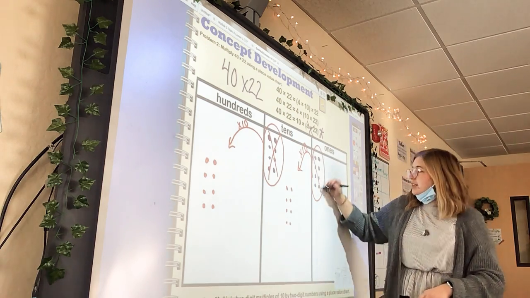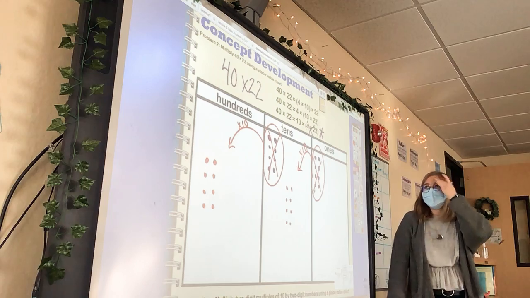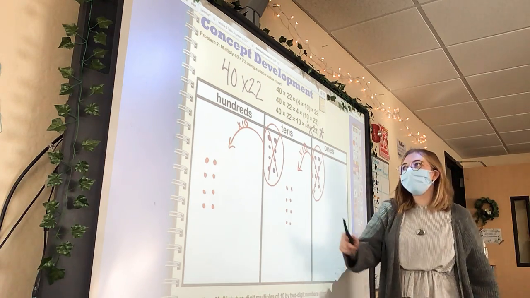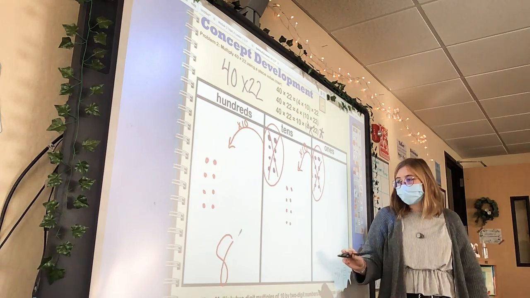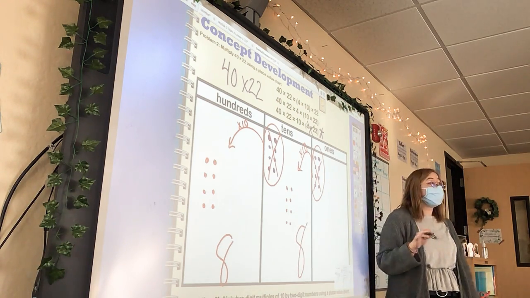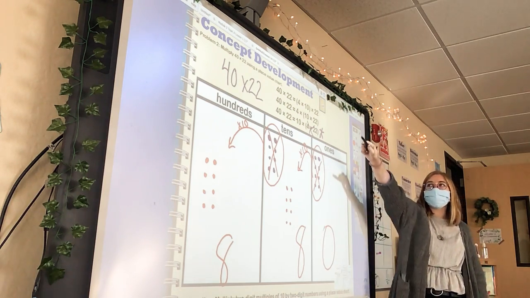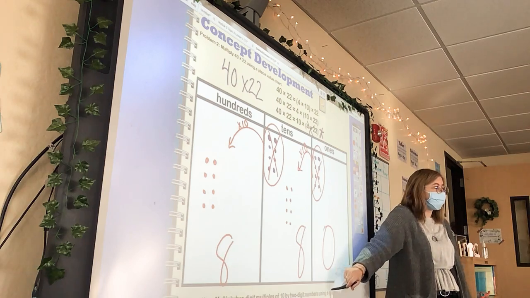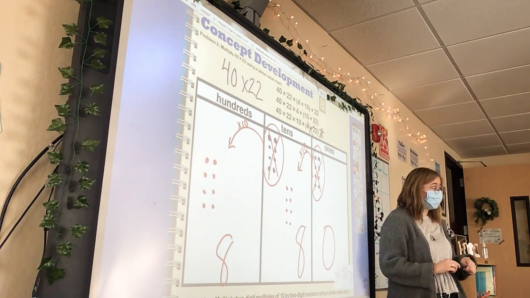All right, and so that's done in the ones place. All right, it gets a little messy, but bottom line, I know that I have 8 hundreds. How many tens do I have? 8. 8, okay? Now, how many ones do I have? 0. 0. So my answer to 40 times 22 is 880, okay? Any questions on what you just saw?